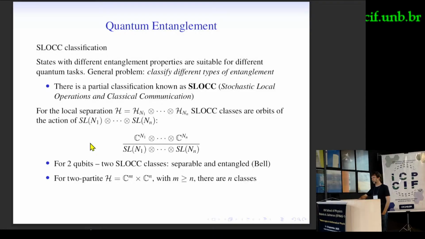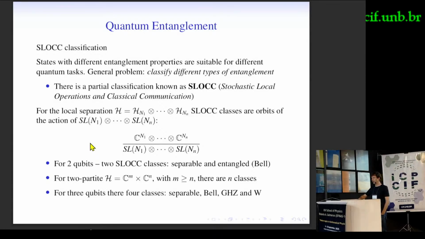If you just consider a general bipartite system that is a tensor product of Hilbert spaces of dimension m and n, then the number of different types of entanglement according to this classification will be equal to the smallest number of this pair m and n.